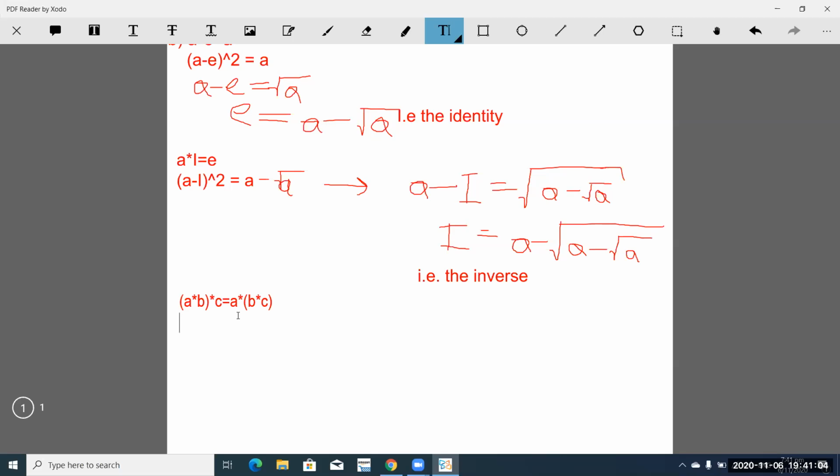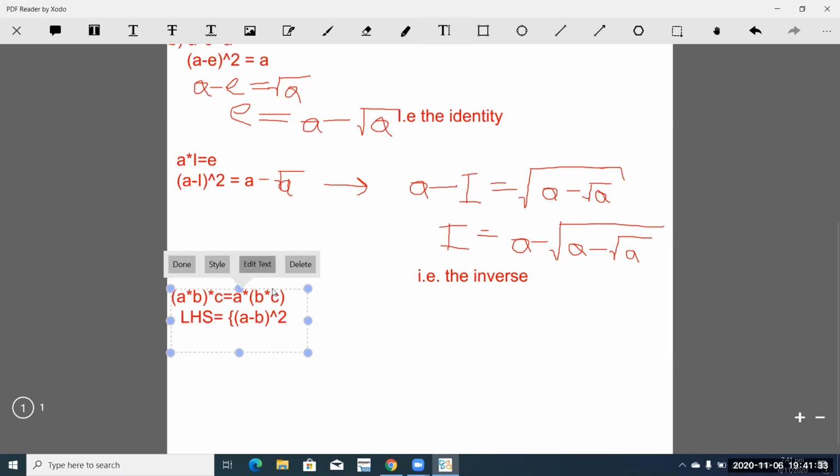To check if star is associative, we work out A star B first. What's going to be A star B? This is the left-hand side. It would be A minus B, all squared, right? So that was our A star B. And with that result, we're then going to start with C.